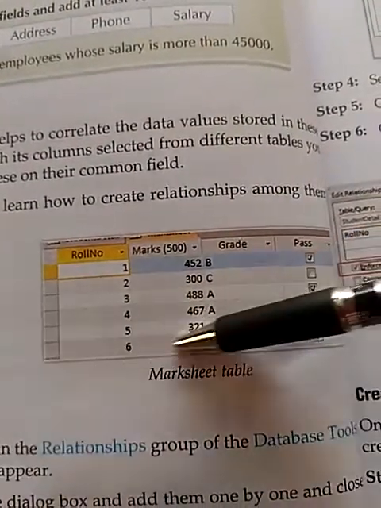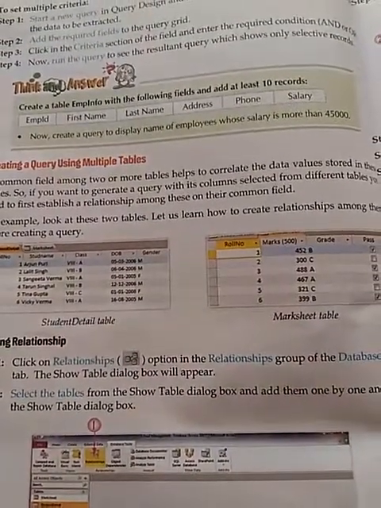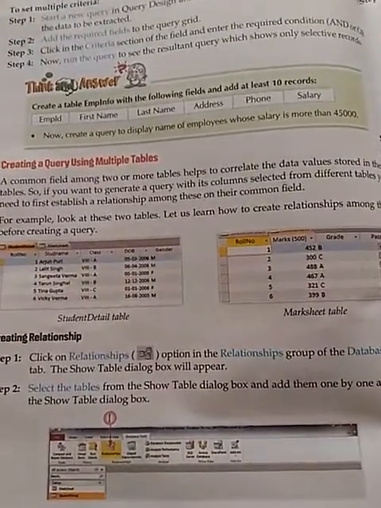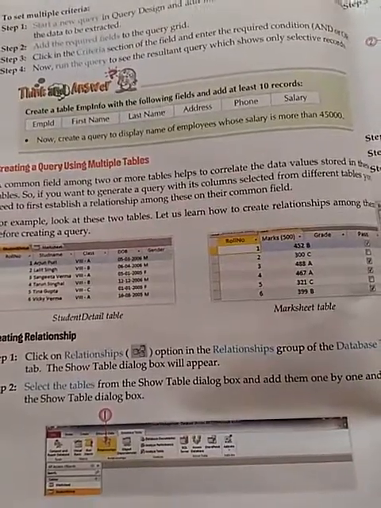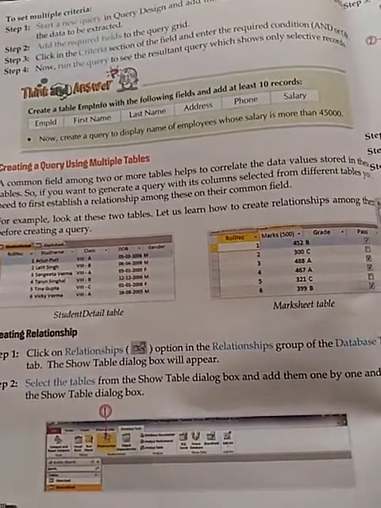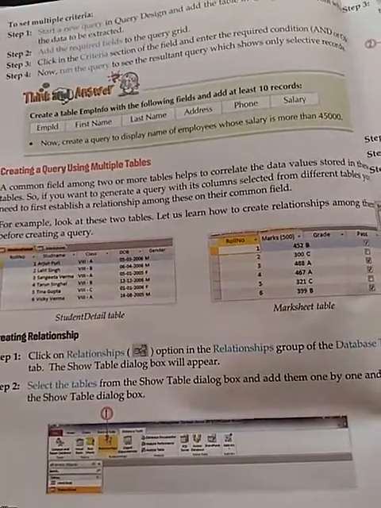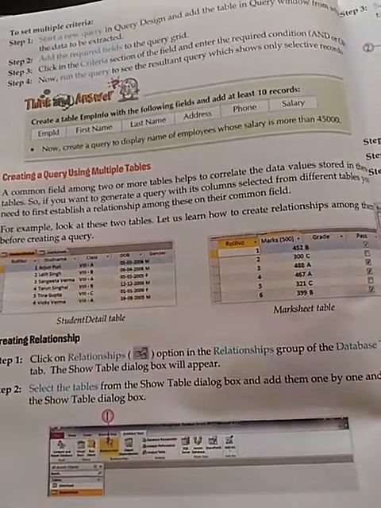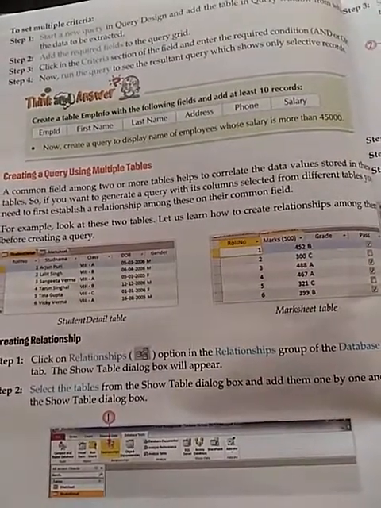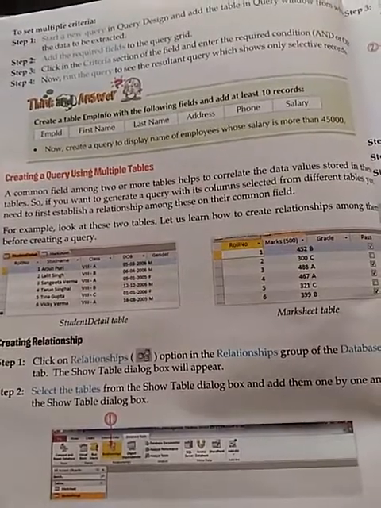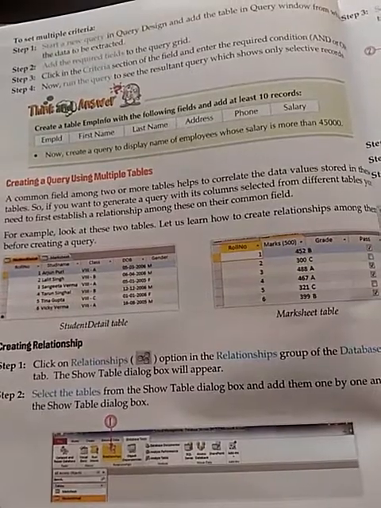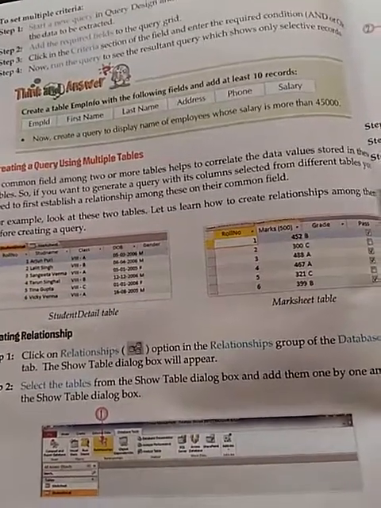Suppose we want to make a query from these two tables, then how can we make a query from multiple tables? Now the question is: what is the requirement for creating a query using multiple tables? Suppose you want to access the data from multiple tables in a single table, then that is possible only with the help of a query on multiple tables. So by using a query on multiple tables, you can retrieve the data of multiple tables in the form of a single table.